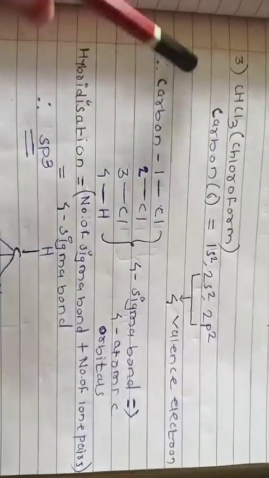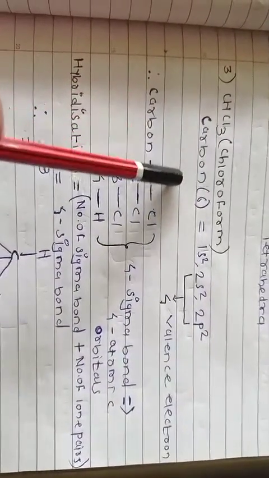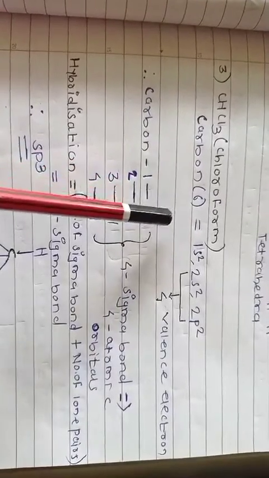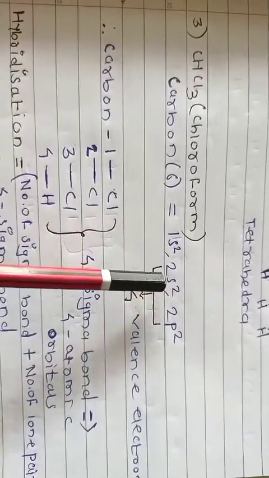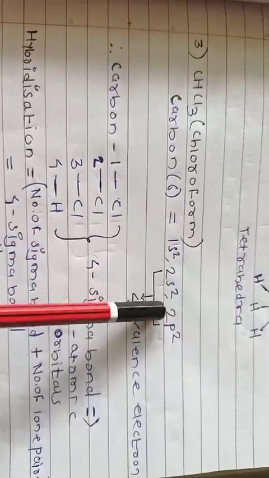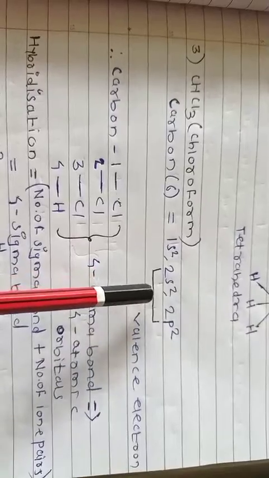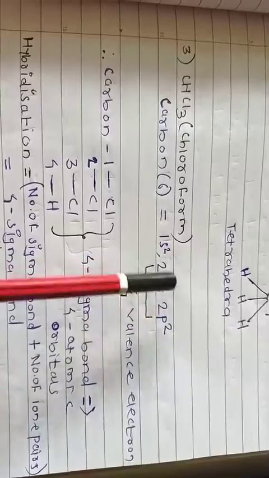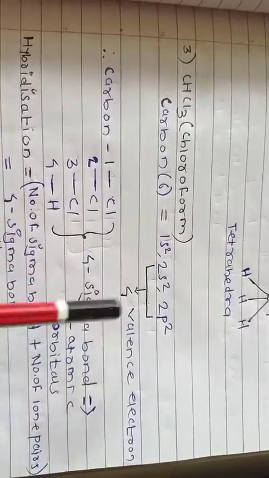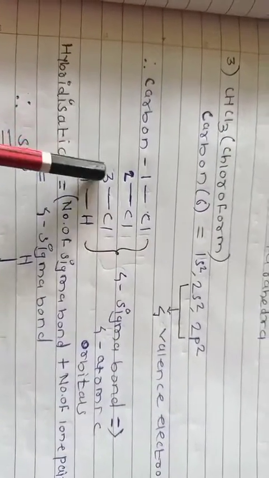Now take the third example, that is chloroform. In chloroform, carbon has atomic number 6, so the electronic configuration of carbon is 1s2, 2s2, 2p2. That is a total of 6 electrons present in carbon. In the second shell there are a total of 2 orbitals, 2s and 2p, and these carry 4 valence electrons, 2 and 2. So basically carbon has 4 valence electrons, 1, 2, 3.